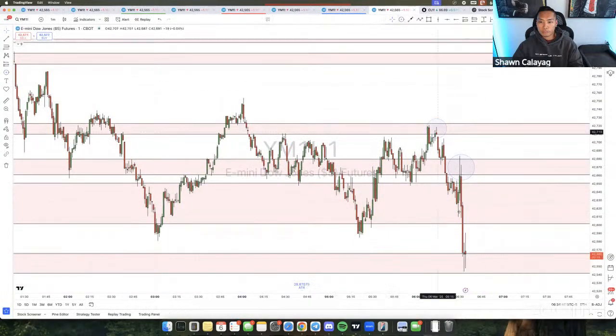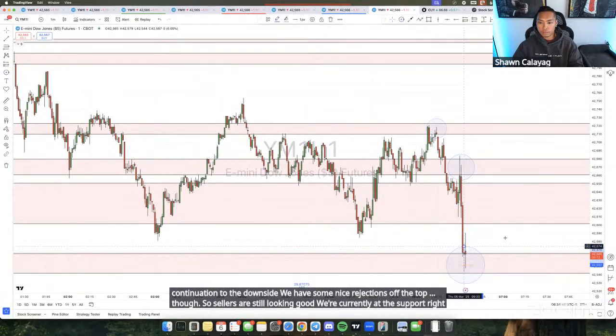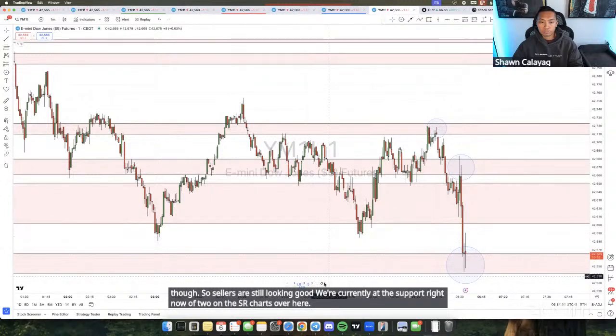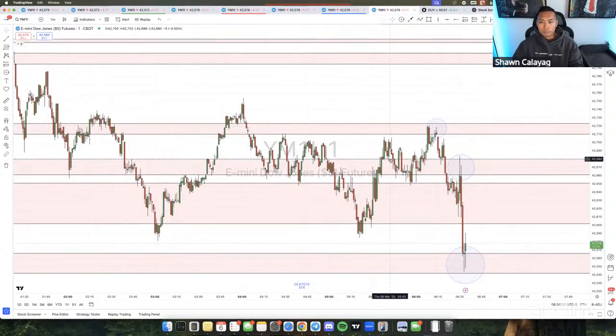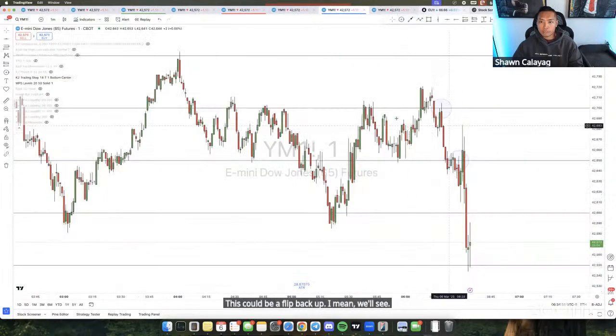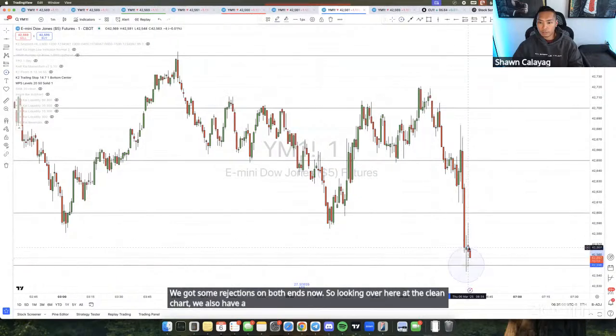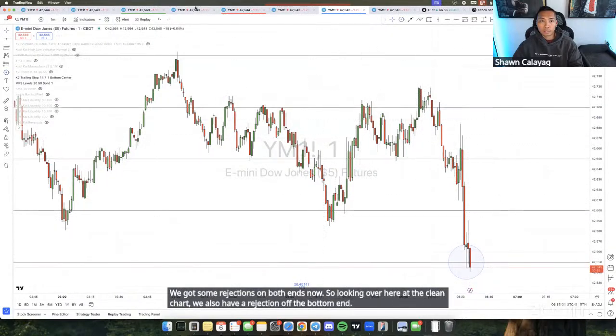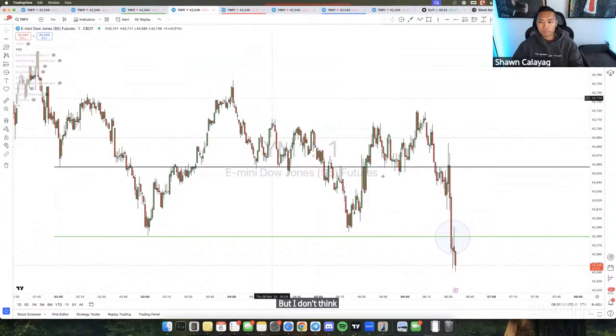We're currently at the support right now, 2 on the SR charts over here. This could be a flip back up. I mean, we'll see. We got some rejections on both ends now. Looking over here at the clean chart, we also have a rejection off the bottom end. But I don't think that's going to hold.